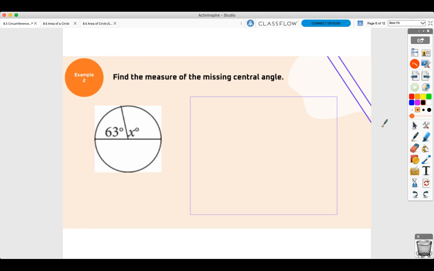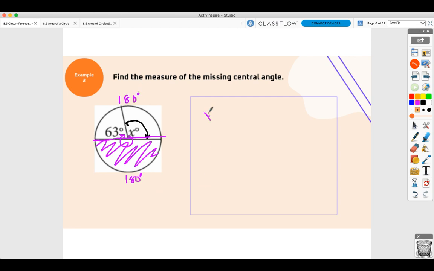Find the measure of the missing angle. So you're looking for this right here, from here to here. We know the entire thing is 360 from here all the way around. But what do we know about this? This ends up being a semicircle. This is half of it. We know this because this is a diameter that's cutting this in half. So that means the bottom half is how many degrees? 180 degrees. That means the top half is also going to be 180 degrees.